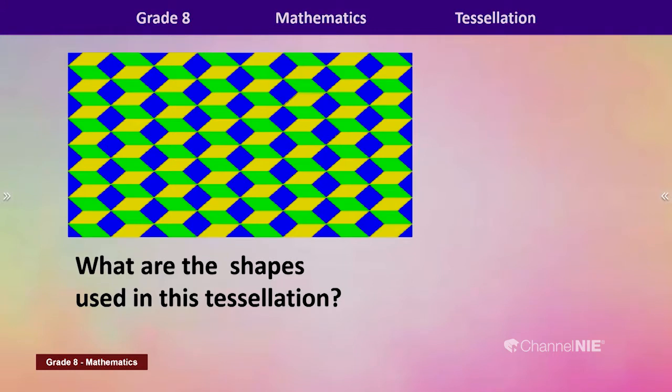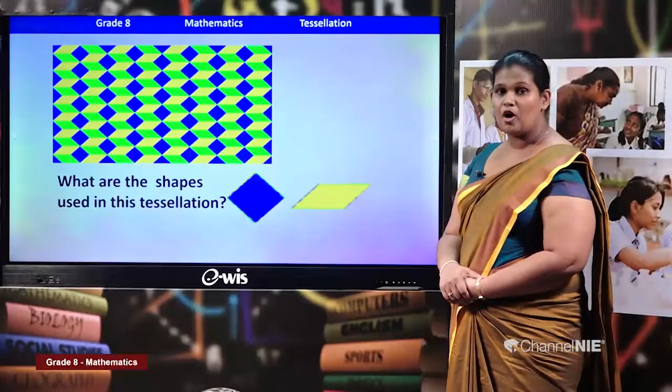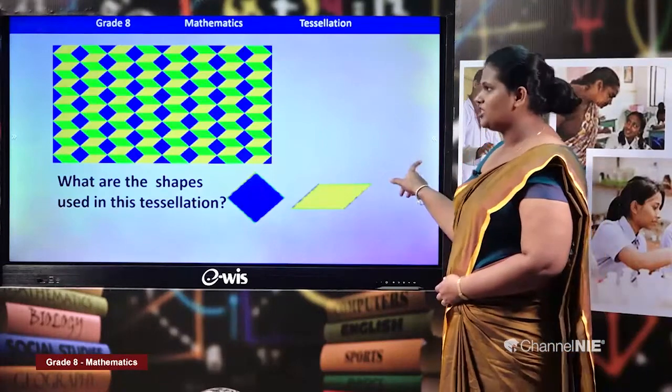Now, have a look at this picture. What are the shapes used in this tessellation? What can you see? You may be correct. We will check. This is the first shape we can see. What is that shape? That is a square. Next, we have used parallelograms. Now, we have used squares and parallelograms throughout this tessellation. We have used two different shapes, therefore we can say it belongs to the type of semi-pure tessellations.